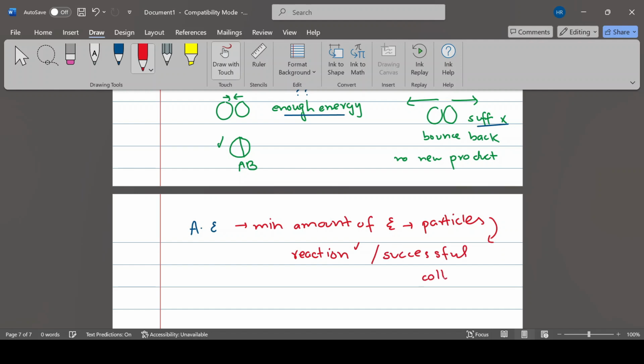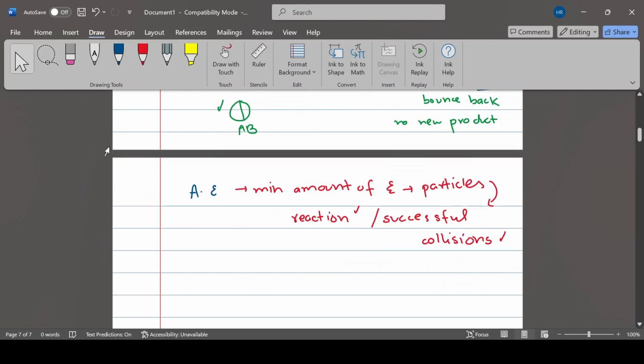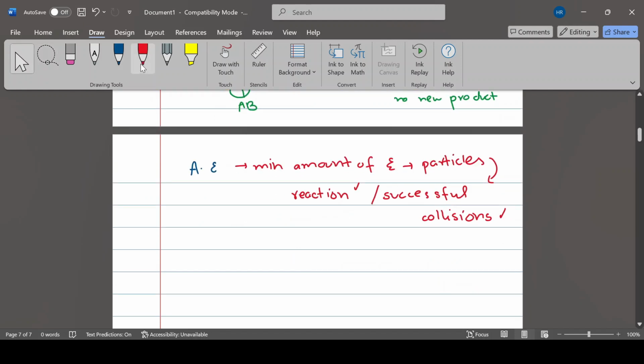So for successful collisions to happen. Okay, now let's explain this with an example. The activation energy for the reaction that we discussed above, A plus B reacting to form AB, let's say is 25 joules.